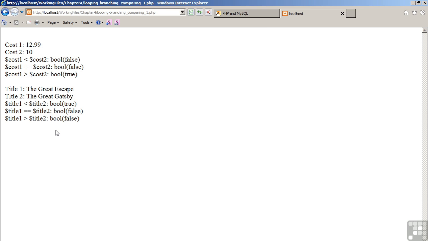Bear in mind that this technique, comparing strings, is very useful when arranging titles, for example, in alphabetical order, or determining if the user input is less than some other value that you need to compare.